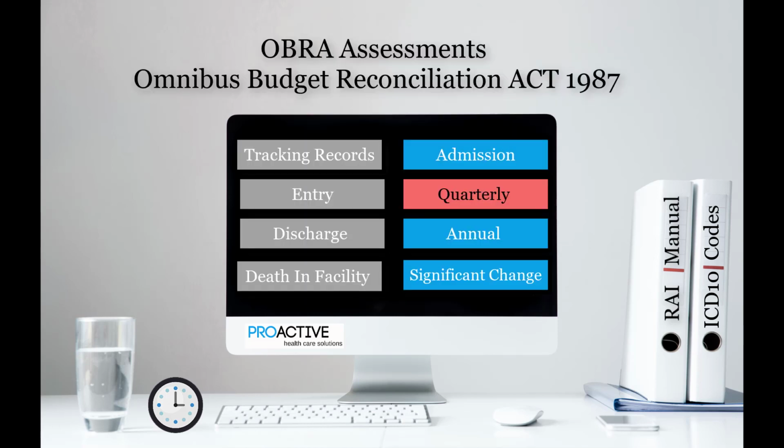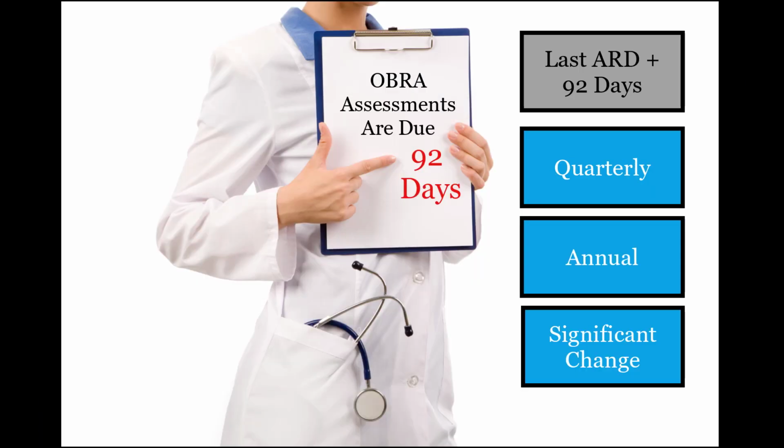So let's get started. OBRA assessments include entry tracking record, discharge record, death in facility, the admission assessment, quarterly assessment, annual assessment, and significant change. The admission, annual, and significant change are comprehensive assessments. Comprehensive assessments are due every 366 days. OBRA assessments are due every 92 days.